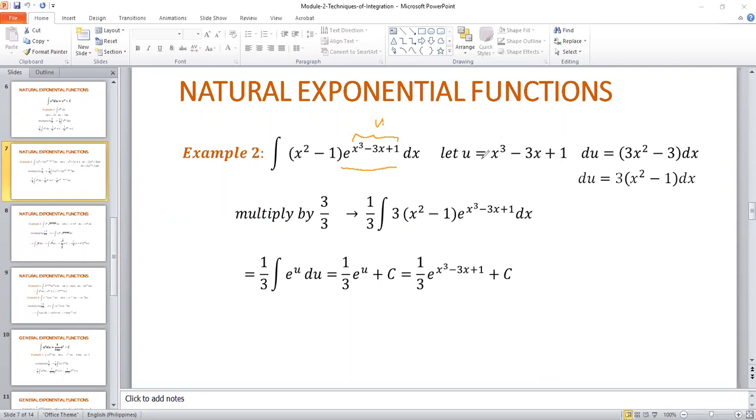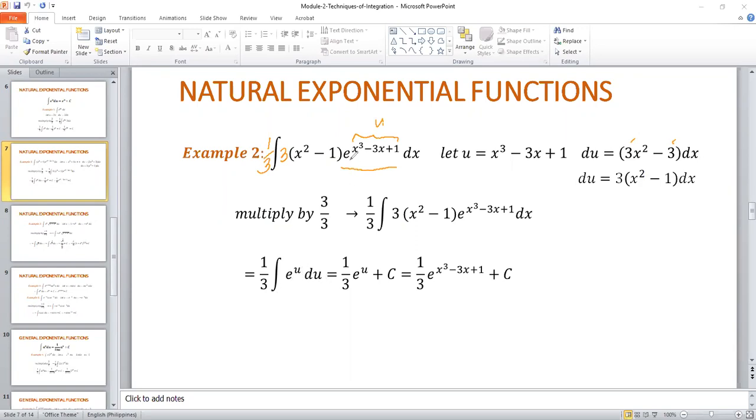So you use the power rule. 3x squared minus 3. You have a 3 here and a 3 here, so it could be factored out. So 3 times the quantity x squared minus 1. Okay? So you already have the x squared minus 1 here and the dx in here. So all you have to do is place the 3 and place 1/3 before the integral. So you have 1/3 e^u du.